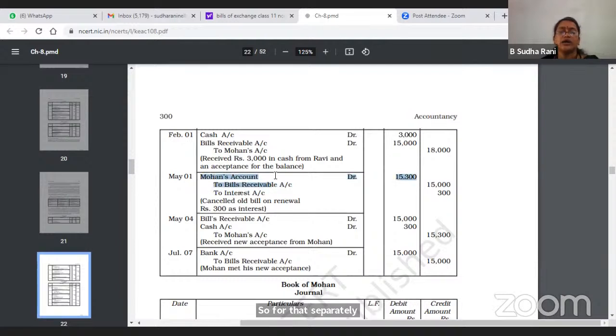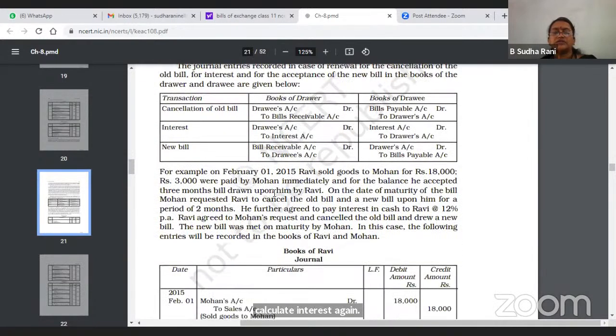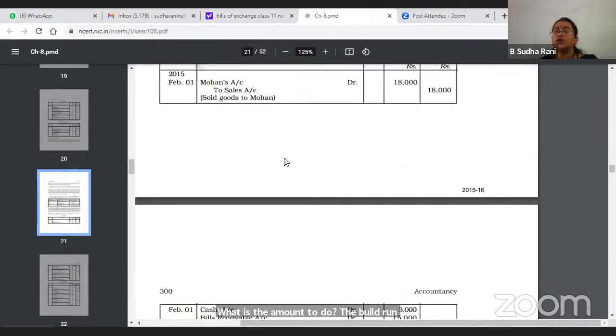Mohan account debit to interest account. That way you can say two entries. So now the question is how to calculate interest. Again, see in the question, what is the interest? 12% per annum. What is the amount due? The bill drawn for how much? 15,000, not on 18,000. You are not supposed to charge the interest on 18,000 because you paid 3,000.